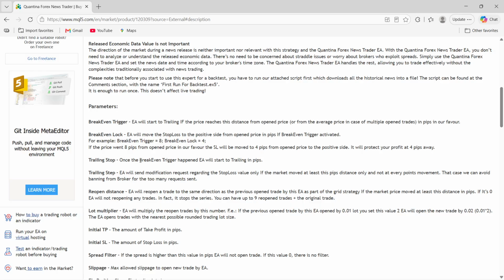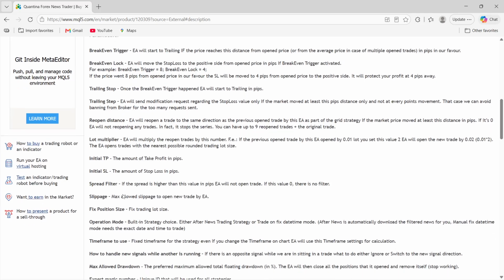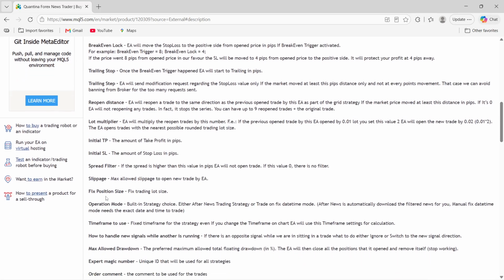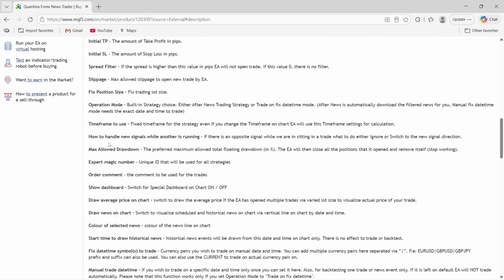We have the trailing stop. Once the break-even trigger happened, it will start to trail in pips. We have the trailing step. We have open distance, lots multiplier, initial TP, the amount of take profit in pips, initial stop loss, spread filter, slippage. You can set the max allowed slippage to open new trade by EA, the fixed position size, operation mode, time frame, how to handle new signals while another one is running, max allowed drawdown, and the rest of that.